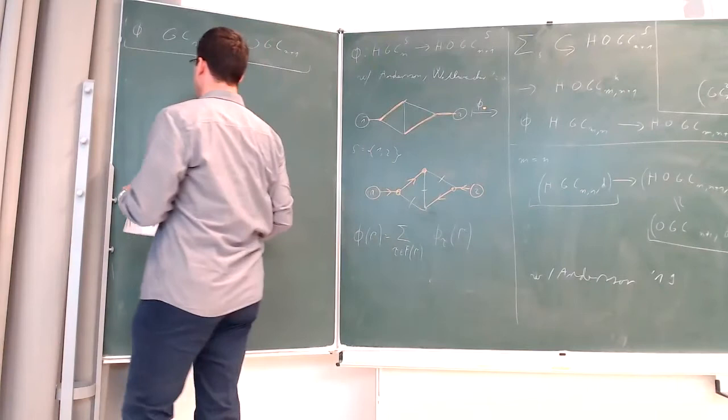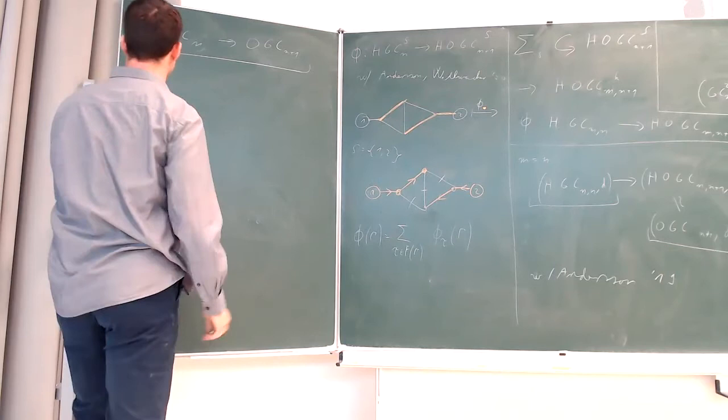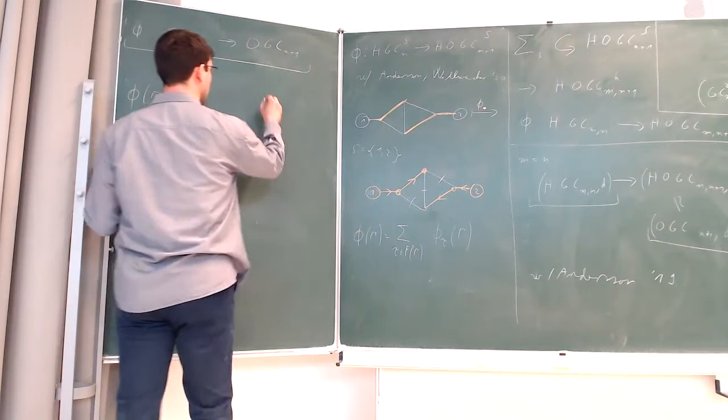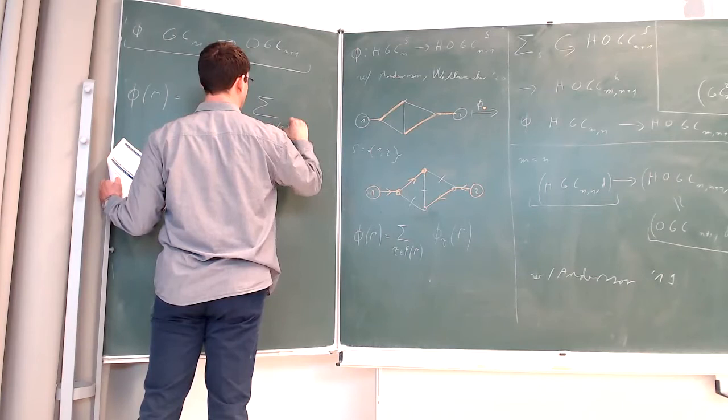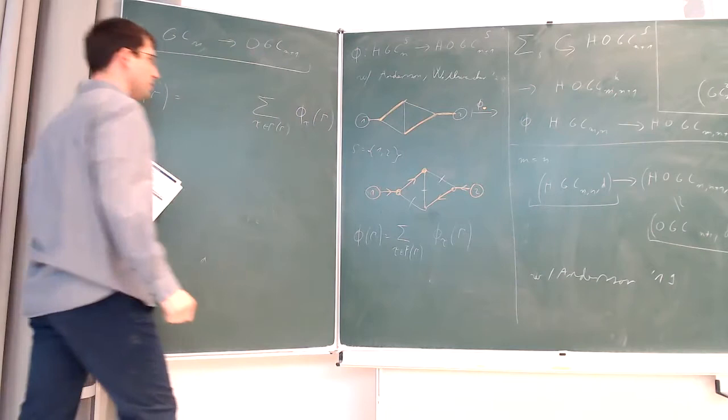So let us try to make the direct map from here to here. It will work almost in the same way. So phi of gamma will be equal to the sum over all spanning trees tau of gamma, phi tau gamma. But now there is a problem. What is the root of that tree?